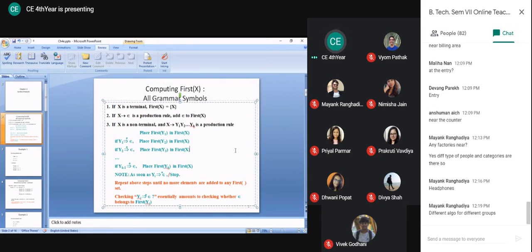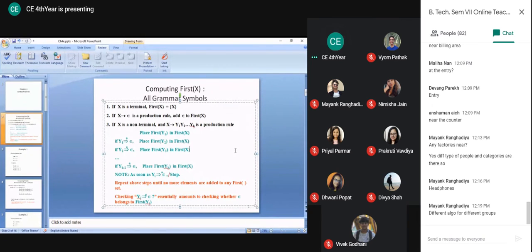Similarly, if y1 is deriving null and y2 is deriving null, then there is a chance that in the derivation process, we are able to get the first of y3 as the first symbol from the derivation of x, because for y1 we'll put null, for y2 we can put null, and whatever is the first symbol in y3 will derive from x. So this is how we'll continue up to all the symbols. That's why if y of k minus 1 derives null, then we'll place first of yk also in first of x.